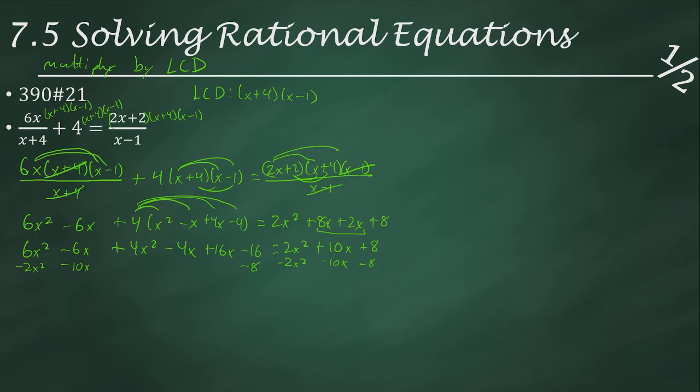So for x squareds, I have 6x squared minus 2x squared is 4, plus 4 was 8x squared. For x's, I have negative 6, negative 10 is negative 16, plus 16 is 0, minus 4. And for just the numbers, I just have those, so that'd be negative 24.